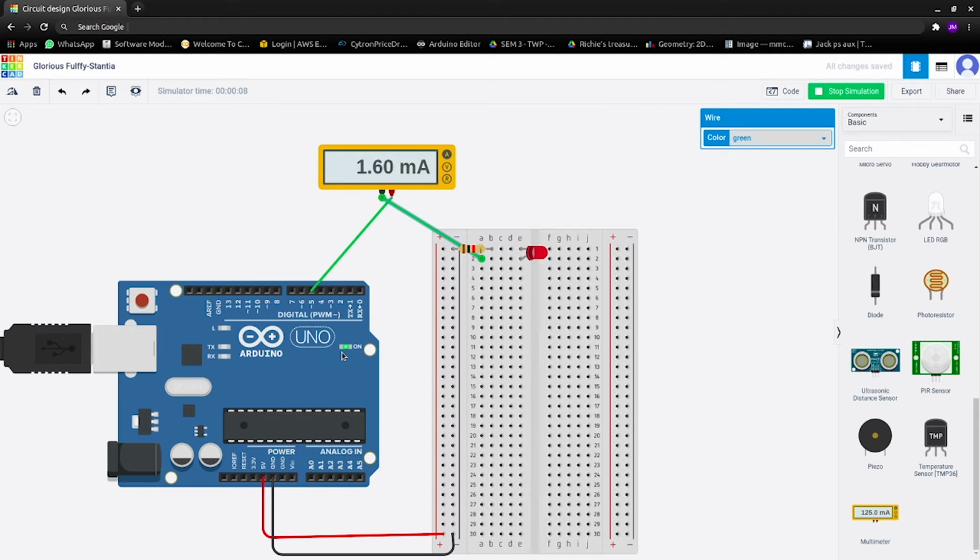And okay. So now we get a reading of the current, and we can see that the pin is obviously outputting the current in increasing fashion, and then in decreasing fashion. Okay. Now let's try out voltage.